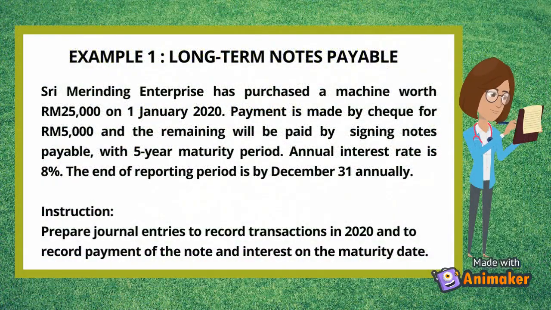Sri Marinding Enterprise has purchased a machine worth Rs 25,000 on January 1, 2020. Payment is made by check for Rs 5,000 and the remaining will be paid by signing notes payable, with a 5-year maturity period. Annual interest rate is 8%. The end of the reporting period is December 31st annually. Instruction: prepare journal entries to record transactions in 2020 and to record payment of the note and interest on the maturity date.